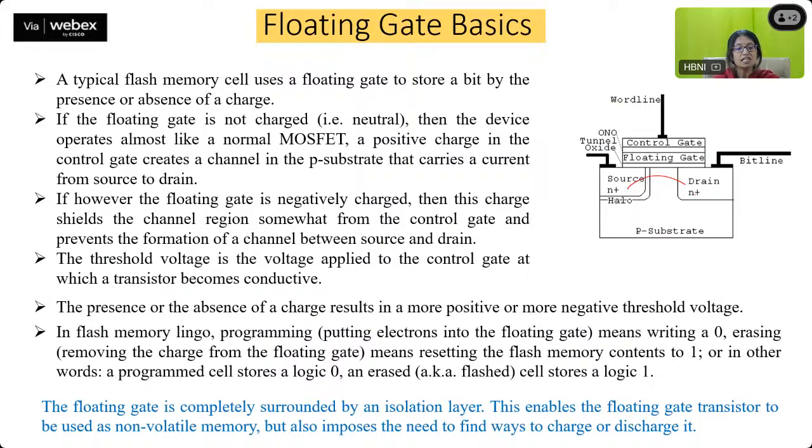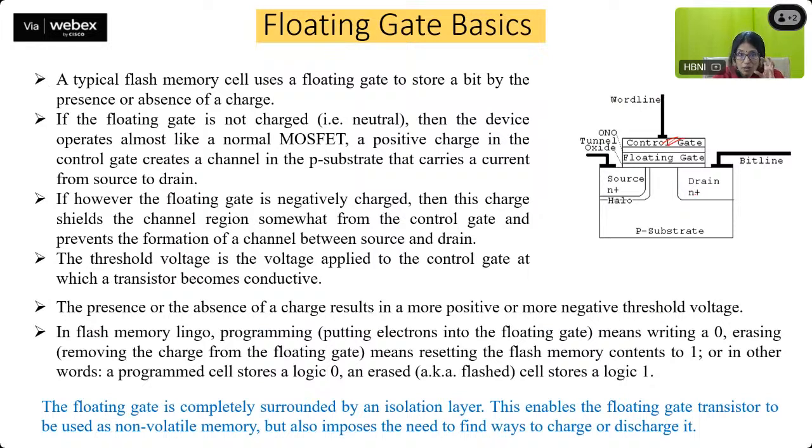If, however, the floating gate is negatively charged, then this charge shields the channel region from the control gate and prevents the formation of a channel between the source and the drain. The threshold voltage is the voltage applied to this control gate, as you can see over here, at which the transistor becomes conductive. The presence or absence of a charge results in a more positive or a more negative threshold voltage.